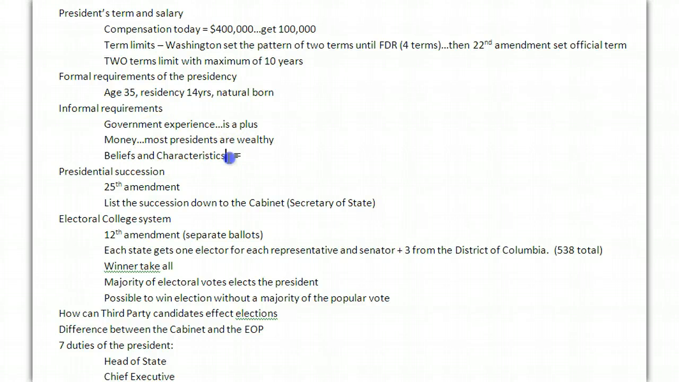And presidents' beliefs and characteristics. We know that presidents have generally been male, Protestant, married, and white. Of course, Barack Obama broke that mold when he was able to gain the presidency in the last election.